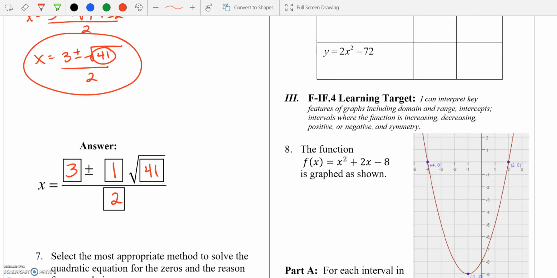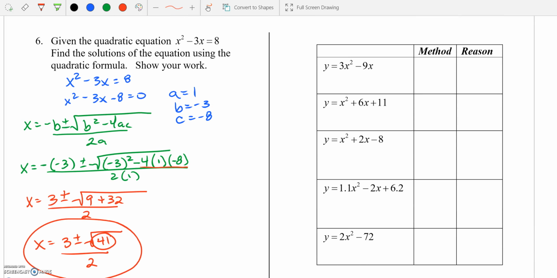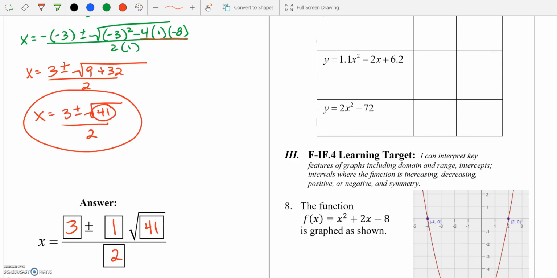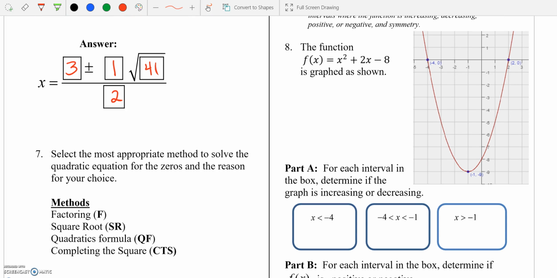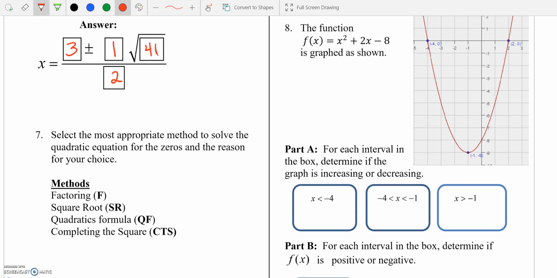So the problem is actually over here. It's these 4 on the right hand side. When we look at this, there's four methods that we learned in class: factoring, square roots, quadratic formula, and completing the square. We just need to choose the most appropriate.